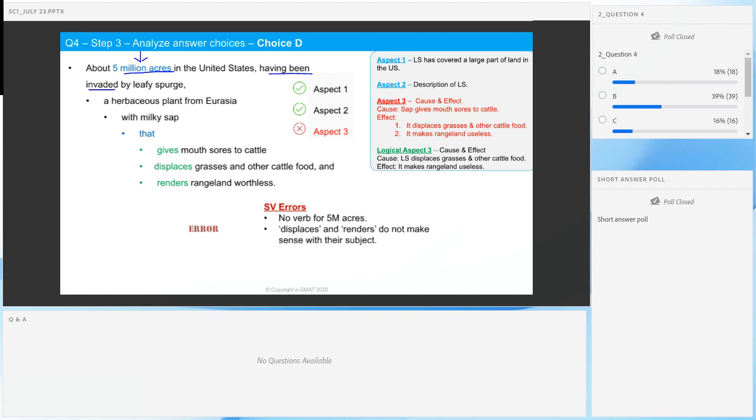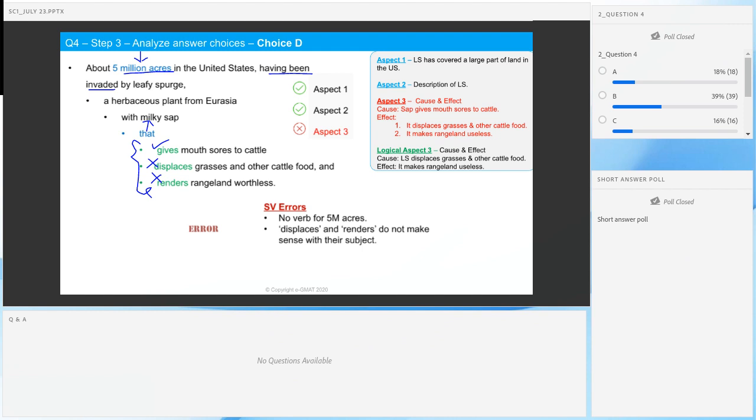Next, that is talking about milky sap. So what are the pieces of information that we are getting here? Milky sap gives mouth sores to cattle. Yes, I agree to that. That's logical. Milky sap displaces grasses and other cattle food. Most definitely not. Not possible. Milky sap makes or renders rangeland worthless. Absolutely not. Although the list looks parallel, no doubt about that, it's absolutely illogical.